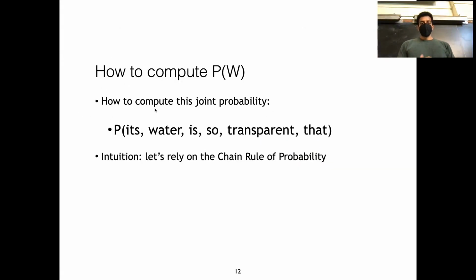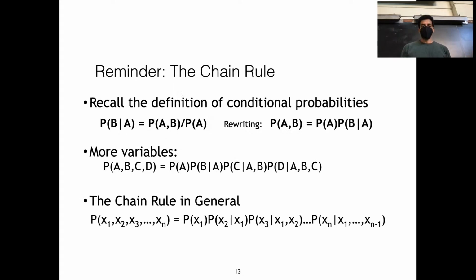So we can see that if we have this example phrase, its water is so transparent that, we can compute the joint probability, the probability of this phrase, by relying on these conditional probabilities of probability of word X given all the words preceding that word. And this is just a basic application of the chain rule of probability. So if you remember the conditional probability, this is all like basic stuff, so you should catch up on this if you're unfamiliar with this.